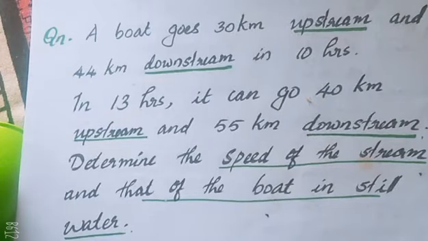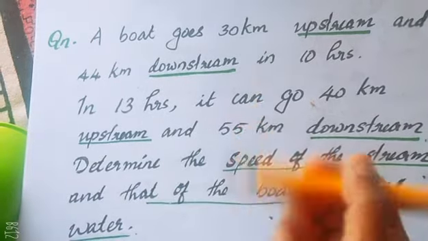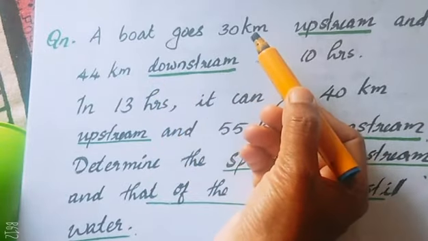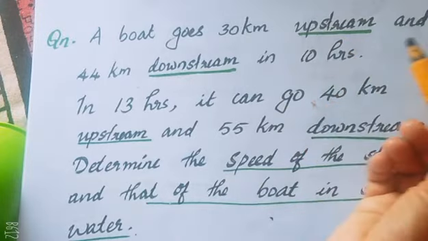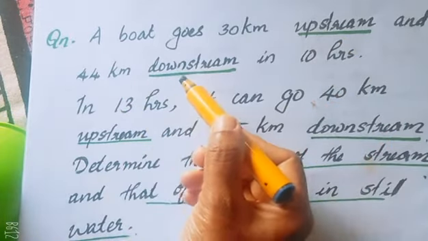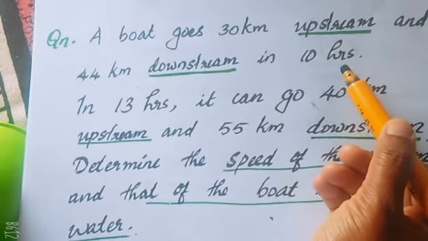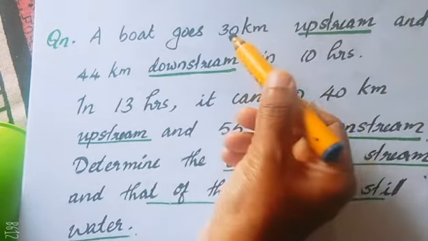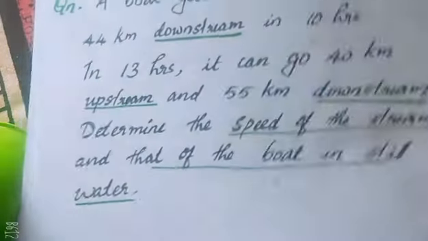So now let us see how to solve this problem. Once again, read the question. A boat goes 30 km upstream and 44 km downstream. So 30 km is the distance traveled upstream, moving upwards, and 44 km downstream. The time taken is 10 hours. So we are going to connect these three: time, distance and speed. Okay, here is the solution.